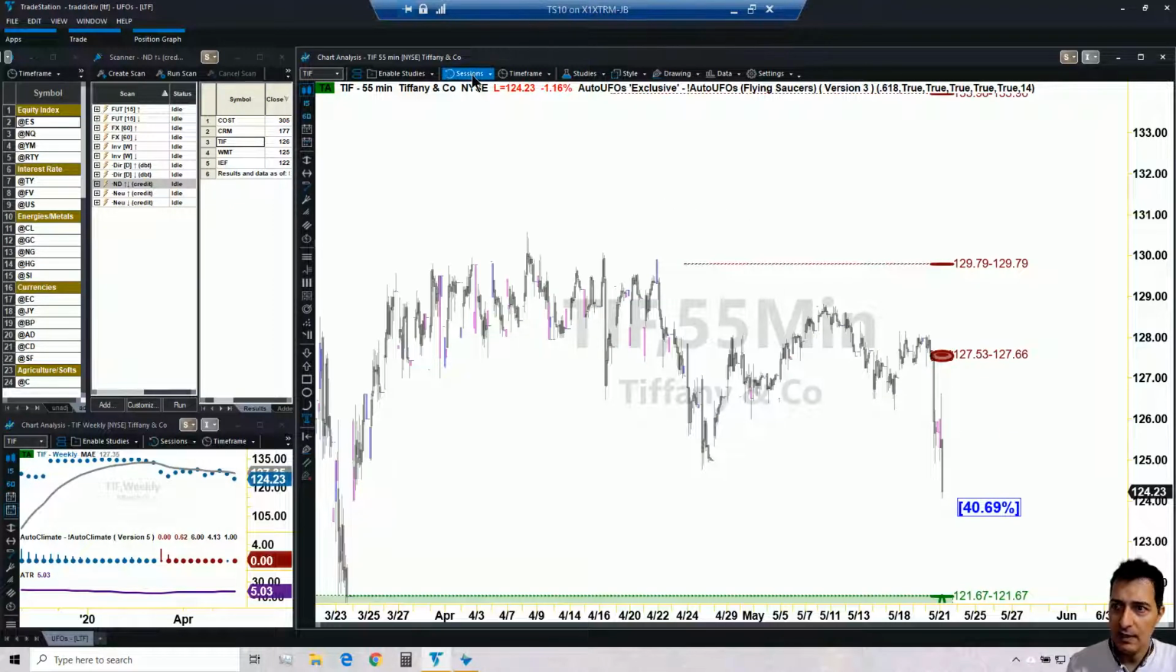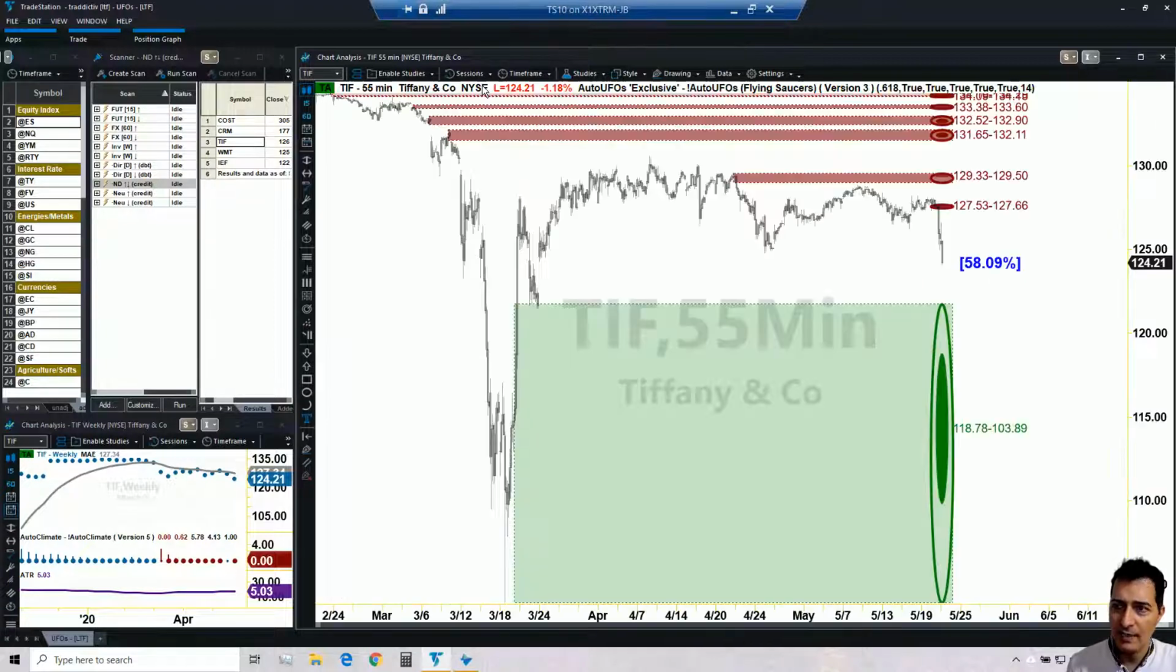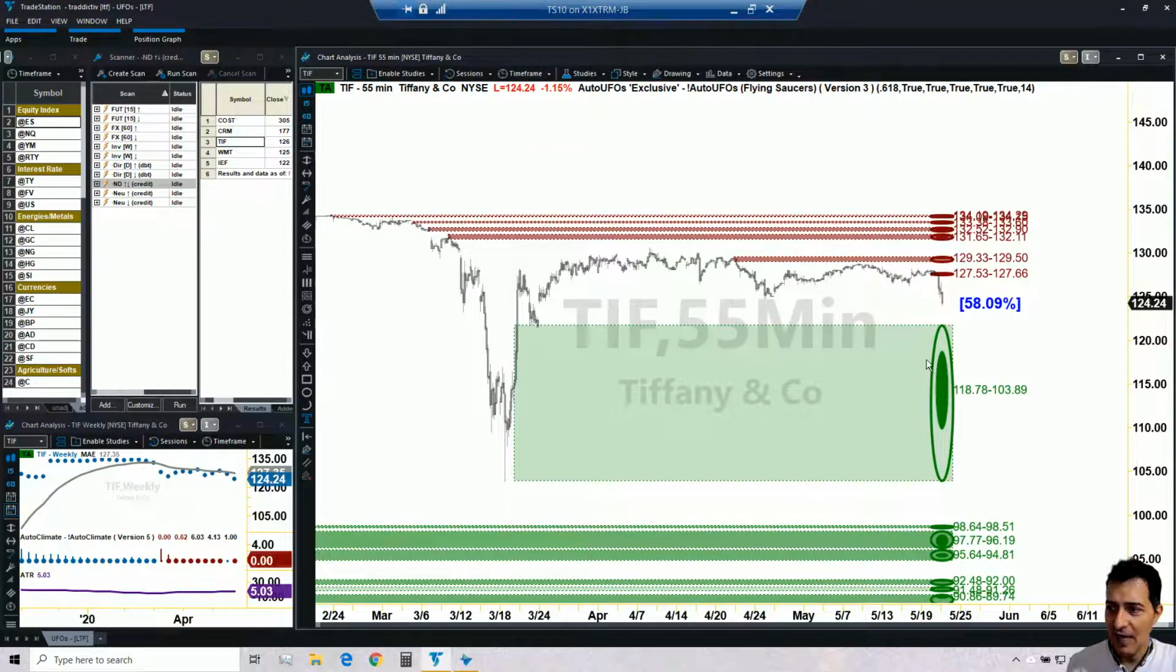So let's check the regular session, and hopefully we're going to be above 48 to accept the trade. We got 58, so that's very good. Wow, what a fat UFO we got there. This is one of the biggest UFOs ever, isn't it? Very, very big one.